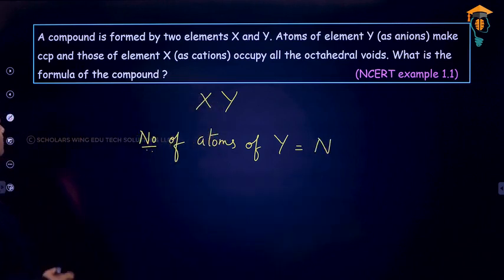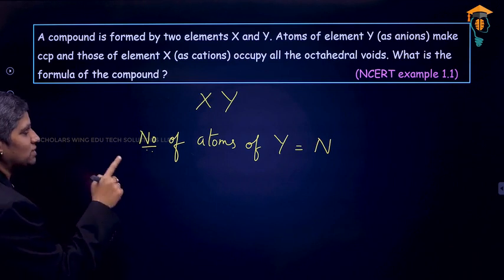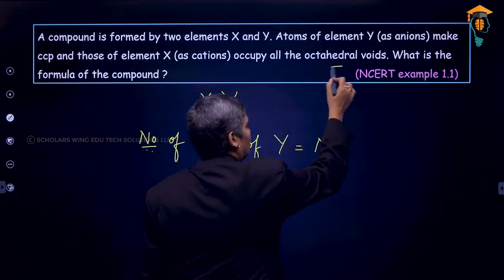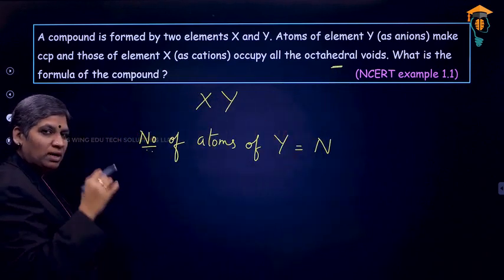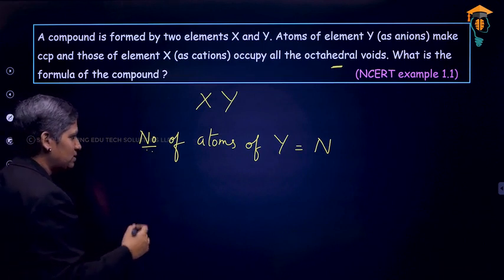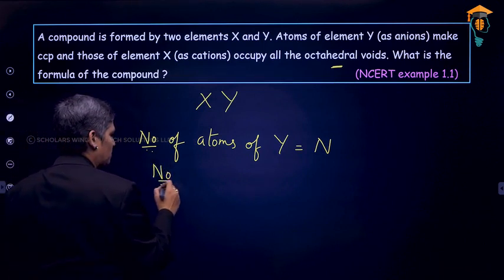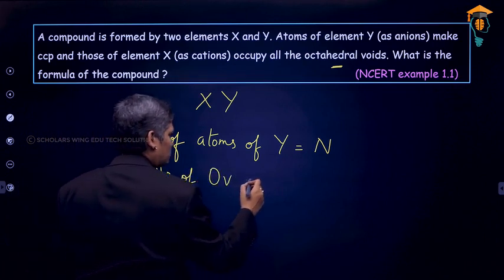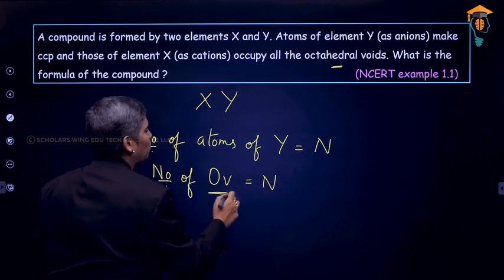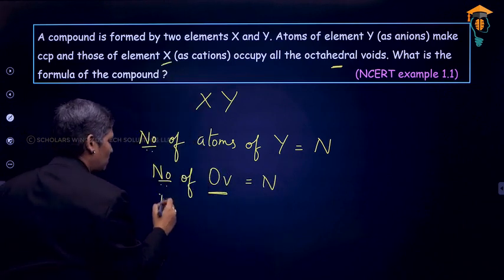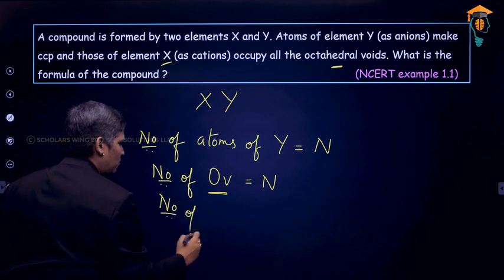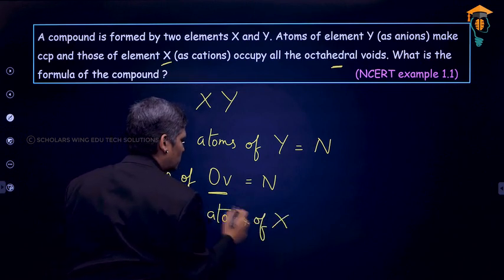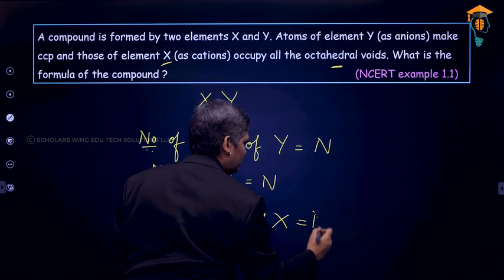Okay, good. And those of element X as cations, just now we saw cations occupy the voids. Which void here? Octahedral voids. And we also know the relationship between the number of octahedral voids and the number of spheres. What is it? Just now we saw, yes, number of OV and number of spheres, both are equal, isn't it? So this is also equal to n. And at OV, what is present? X. So it follows that the number of atoms of X, that is occupying the OV, should now be equal to n.